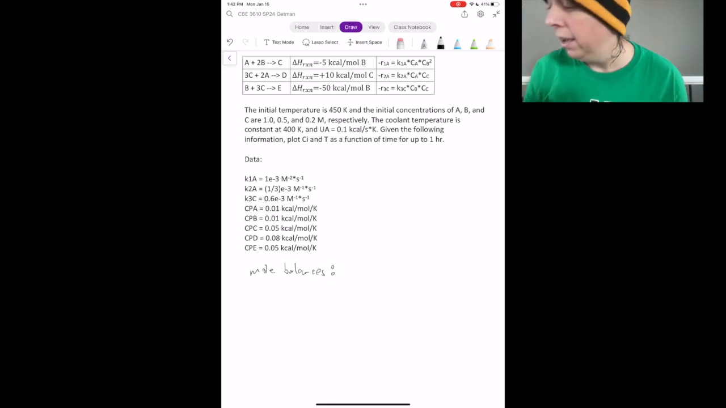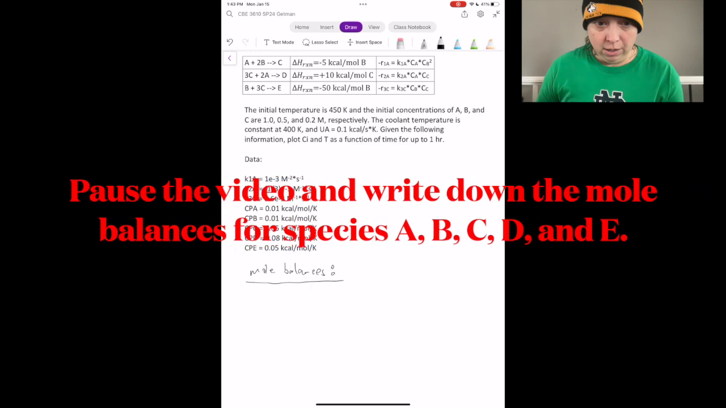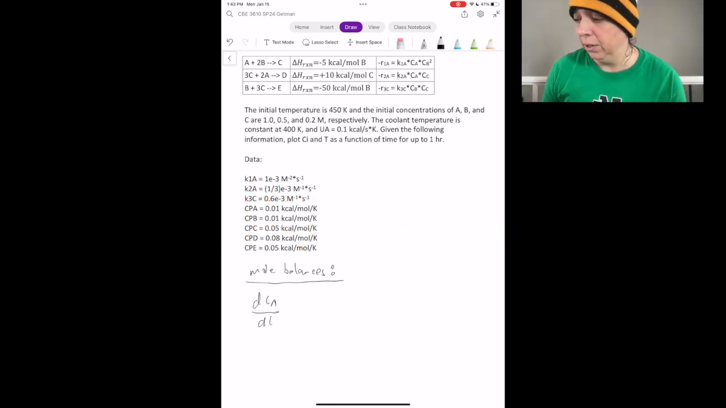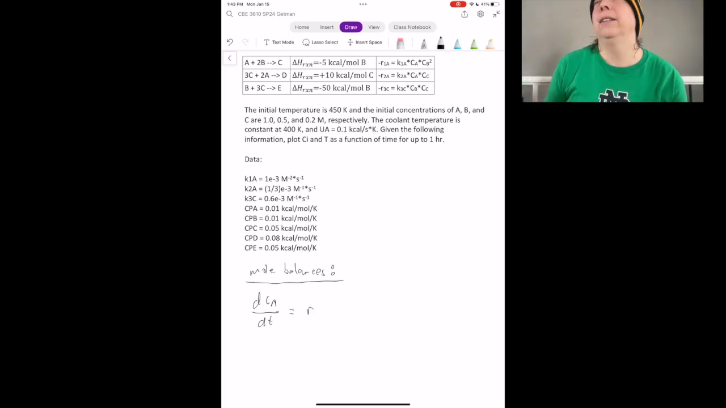for the different species. And I'm going to take advantage of the fact that this is a constant volume batch reactor. The general expression for the batch reactor mole balance is to write in terms of number of moles. I'm going to write in terms of concentration because the volume is constant, and I can do that. So batch reactor mole balances, I'm going to write dCA/dt, and that's going to be the net rate of generation of species A.